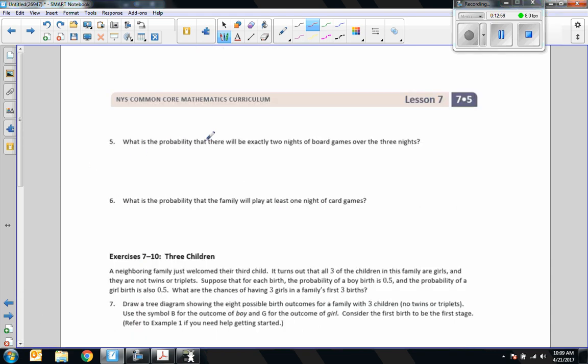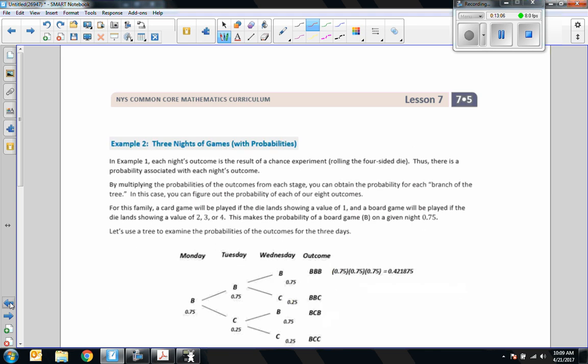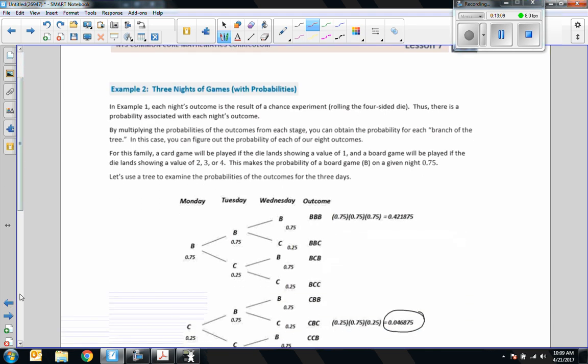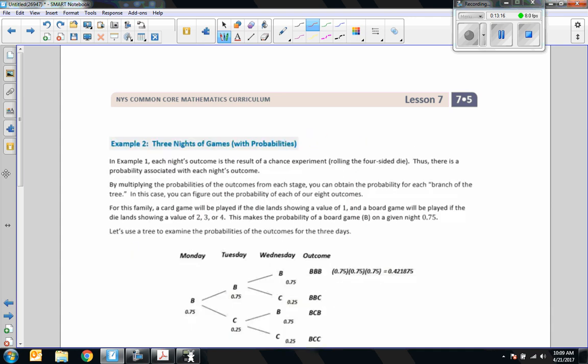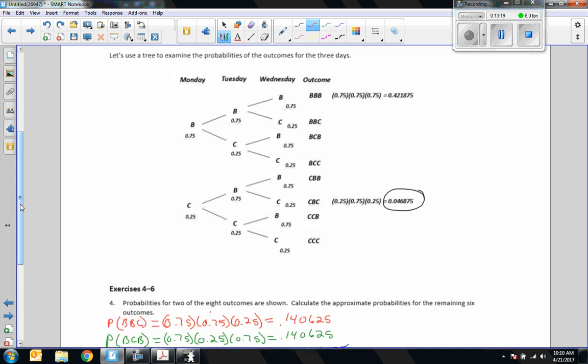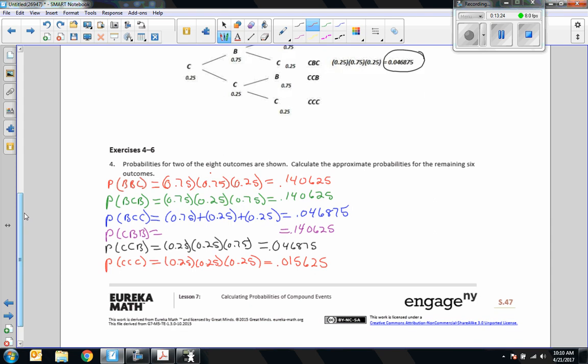Number 5. What is the probability that there will be exactly 2 nights of board games over the 3 nights? So I'm going to go back. And the probability of exactly 2 nights of board games. So I'm looking for 2 B's. Probability of exactly 2 B's. So I'm going to use this one, and this one. Those are the 3 that came out to be 2 B's.